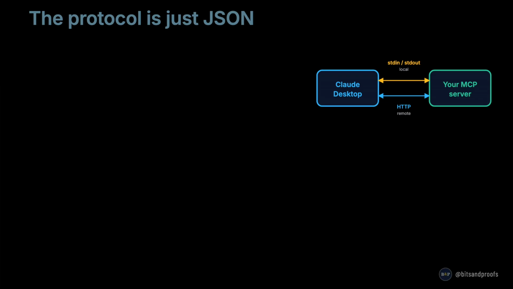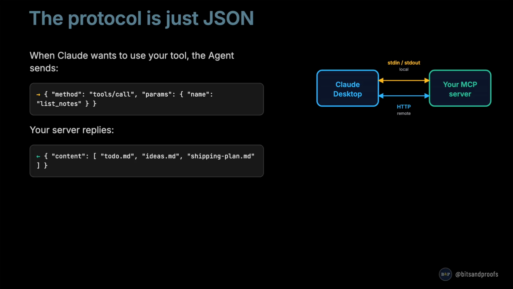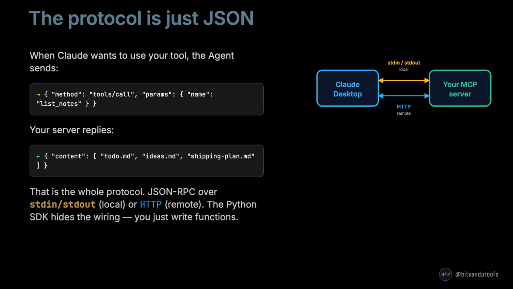Let's understand what the conversation actually looks like. When the agent decides to use your tool, it sends a JSON message that says, call this tool named list_notes with these arguments. In this example, no arguments. Your server runs the function and responds with a JSON message containing the result. In this case, the 3 file names it found. That is the entire protocol.